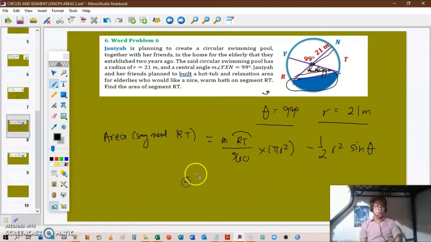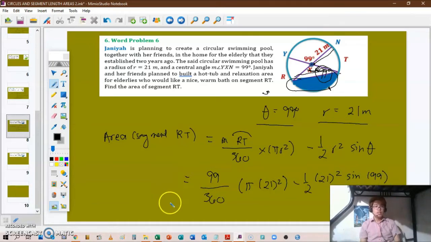Since the central angle is 99 degrees, the measure of arc RT must also be equal to 99 degrees, all over 360 multiplied by pi, and the value of r is 21, so 21 squared, minus 1/2 of r squared. The value of r is 21, so 21 squared sine of 99, because that's also the central angle.